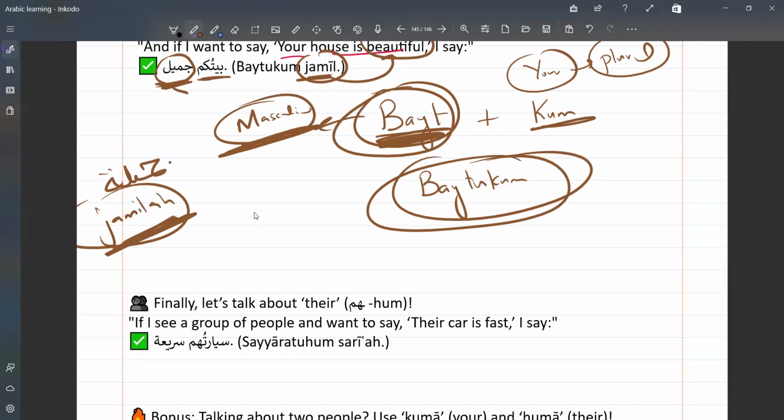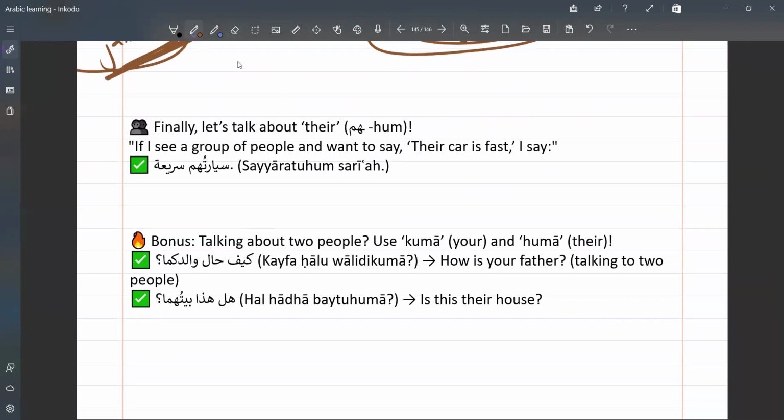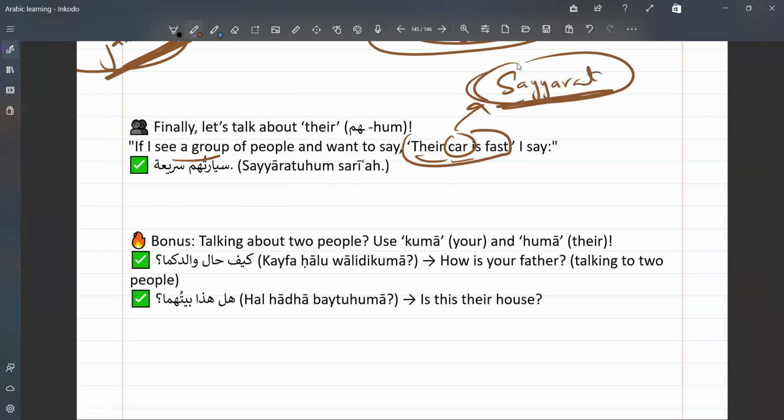So moving forward, now if I see a group of people and I want to say their car is fast, so car in Arabic, you should know by now, means sayyara. And car is a feminine object, right? So if I want to say their car is fast, car in Arabic is sayyara, and to add their, I will add the word hum.